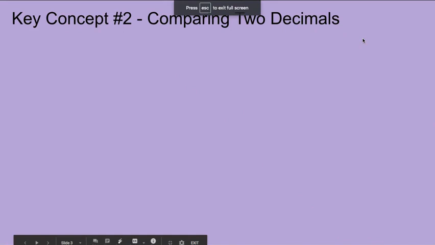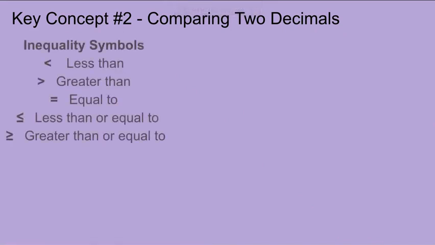Video concept number 2 is we are going to be comparing two decimals. The important vocabulary word that was on the learning target is inequality. So you know what inequalities are, it's just a fancy name for them. We have less than, greater than, equal to, and then we have less than or equal to, which has a line underneath the less than symbol. And then I have greater than or equal to, and it has a line under the greater than symbol.